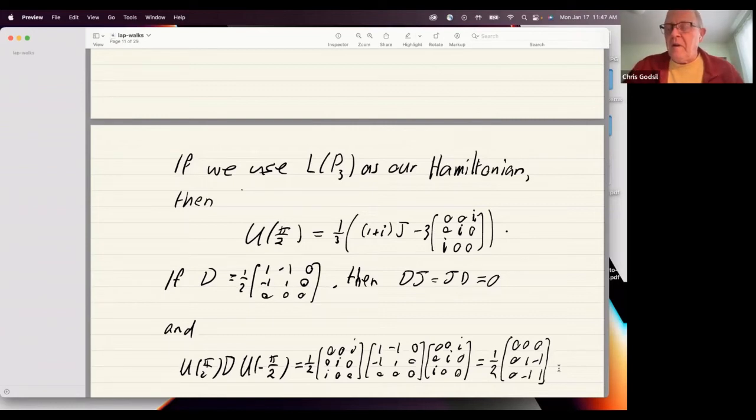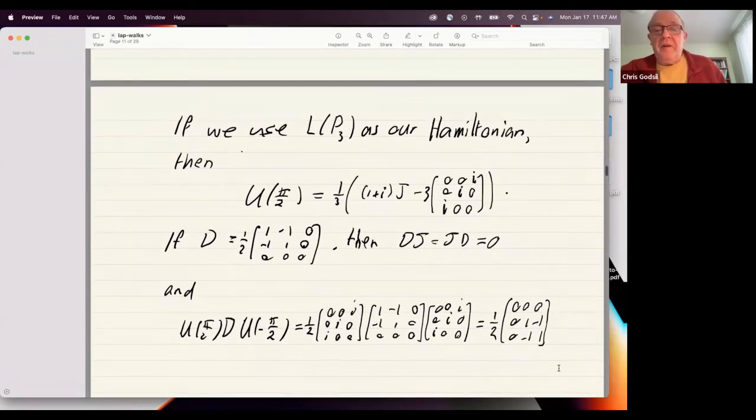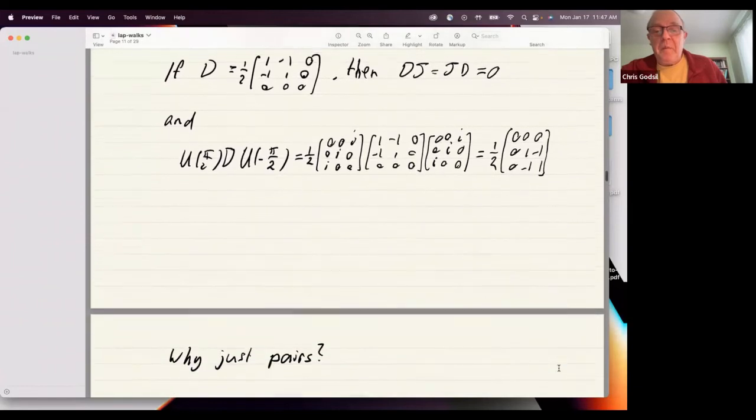So this is an example of what we call edge state transfer relative to the Laplacian. So it does happen. That's not too surprising, but still you want to have an example.